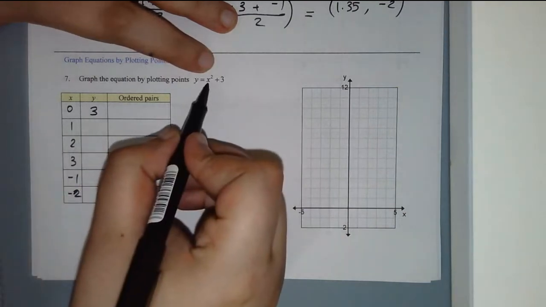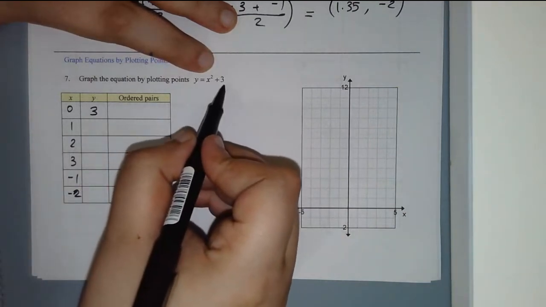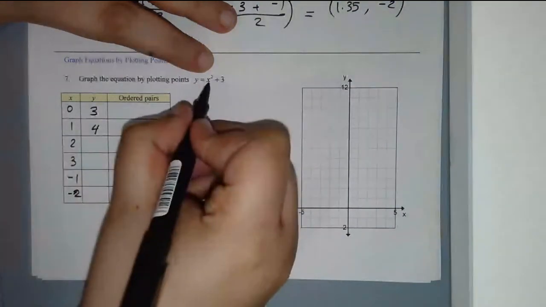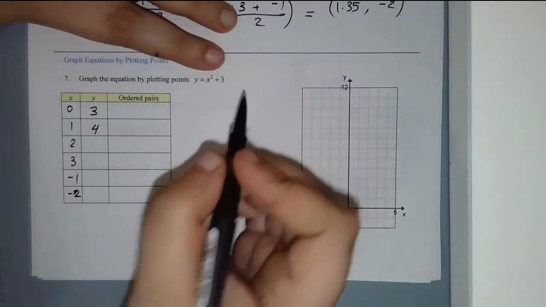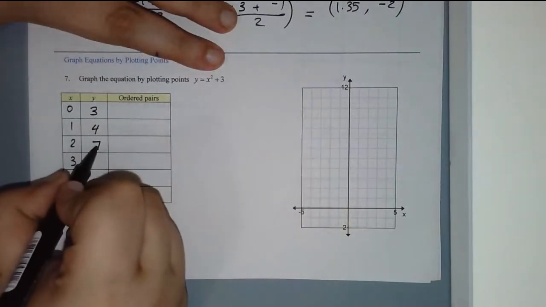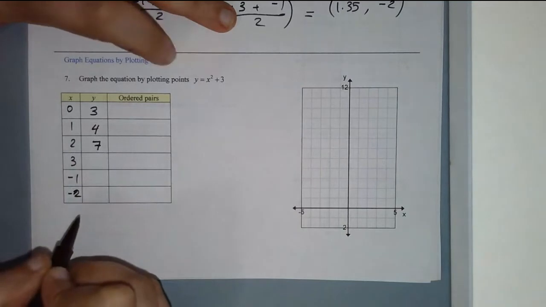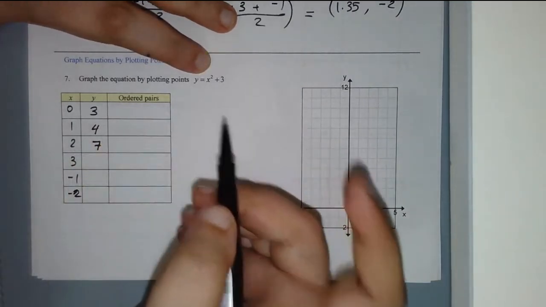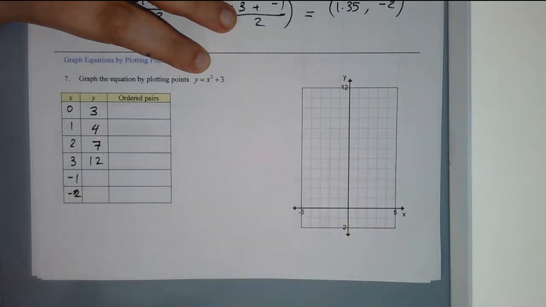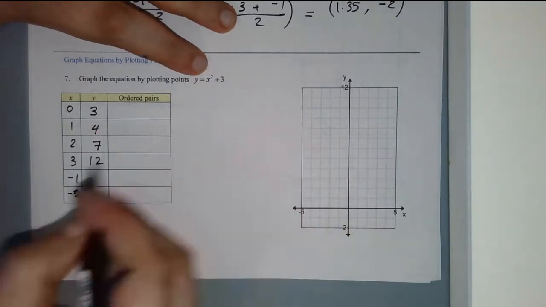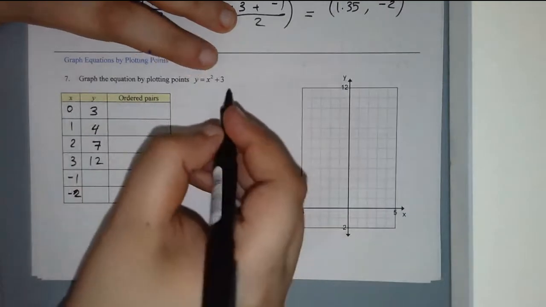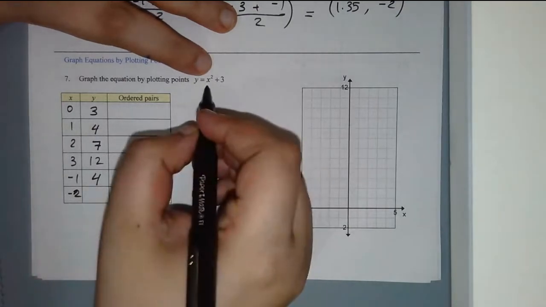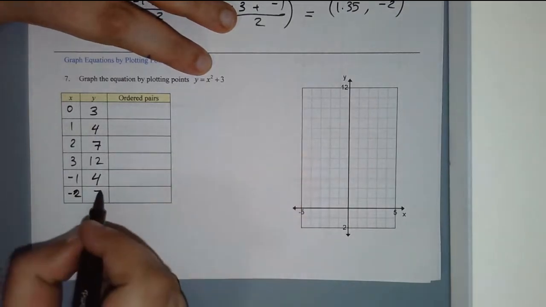Okay. 1, so x is 1. 1 squared plus 3 is 4. Now, 2 squared is 4, plus 3 gives you 7, right? Okay. 3 squared is 9, plus 3 is 12. Now let's look at the negatives. -1 squared is 1, plus 3 is 4. And -2 squared is 4, plus 3 gives you 7.